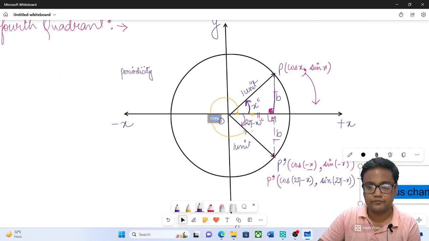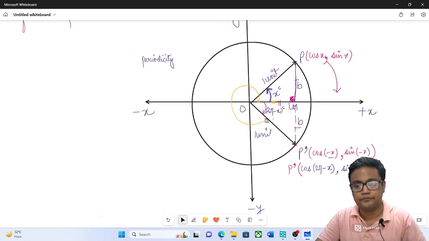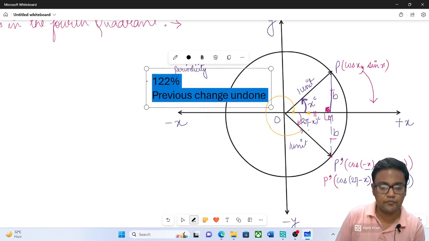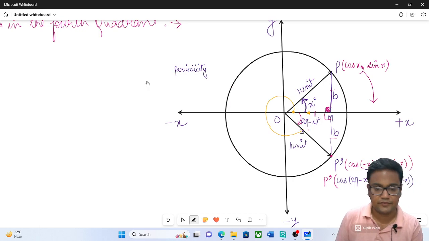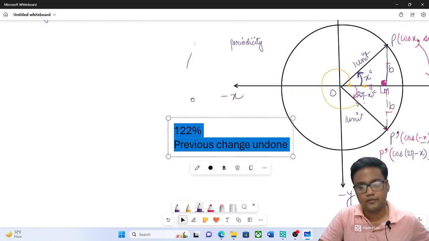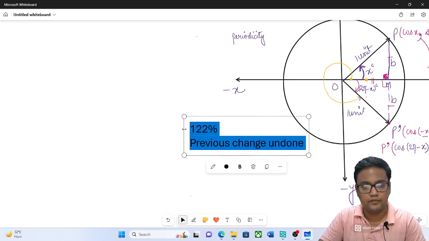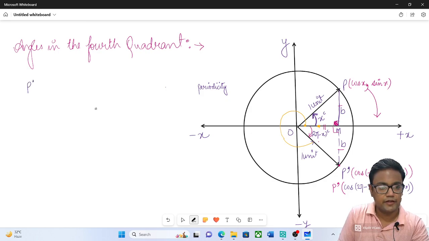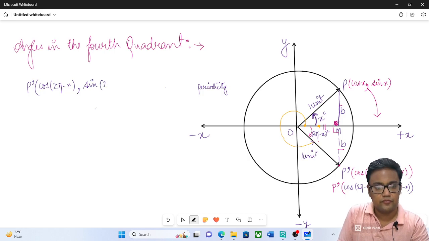Now see what we have to do here. So after having understood the concept, the coordinates of P can be written as... Therefore, I will write the coordinates of P dash as cos of 2 pi minus x radians comma sine of 2 pi minus x radians. Further, I can rewrite this as we know what is, children, cos theta.